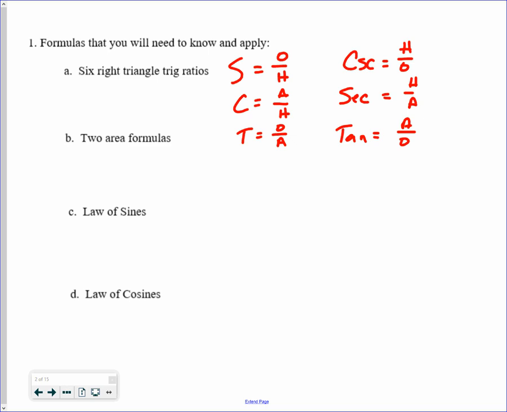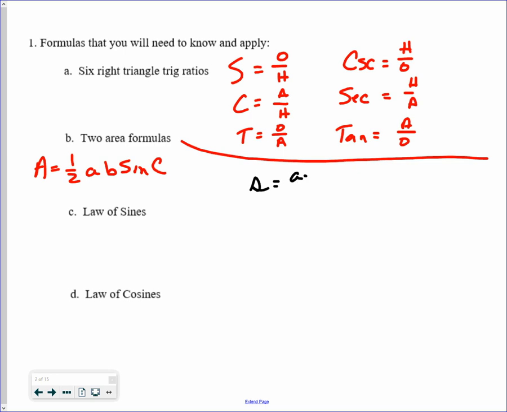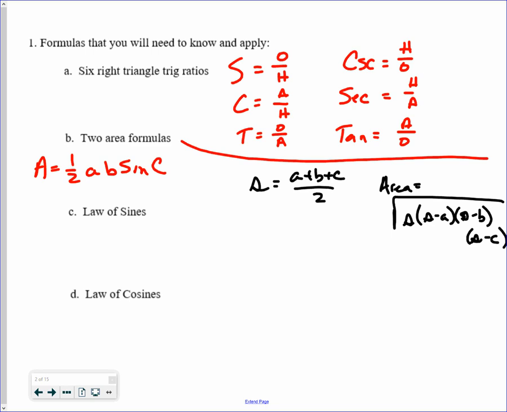2 area formulas that you learned. One area formula is the area formula using sine, so that's half AB sine C. So again, half of 2 sides times the sine of the angle in between. And then Heron's formula, you need S. So you need to know all 3 sides of the triangle divided by 2. And then the area would equal the square root of S times S minus A, S minus B times S minus C. So again, there are 2 area formulas you need to know.